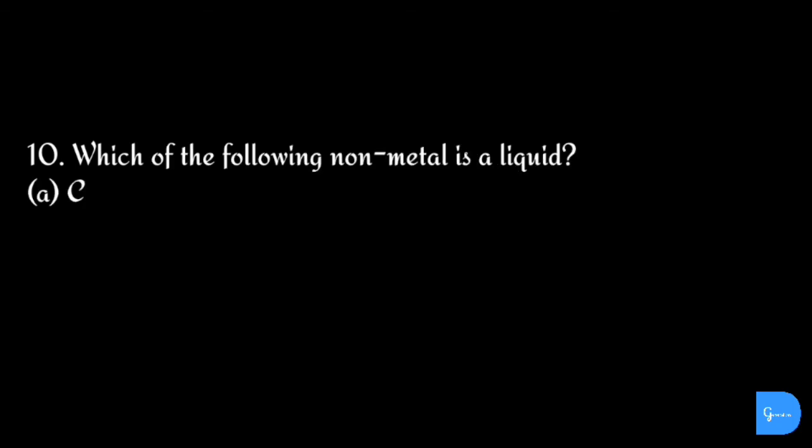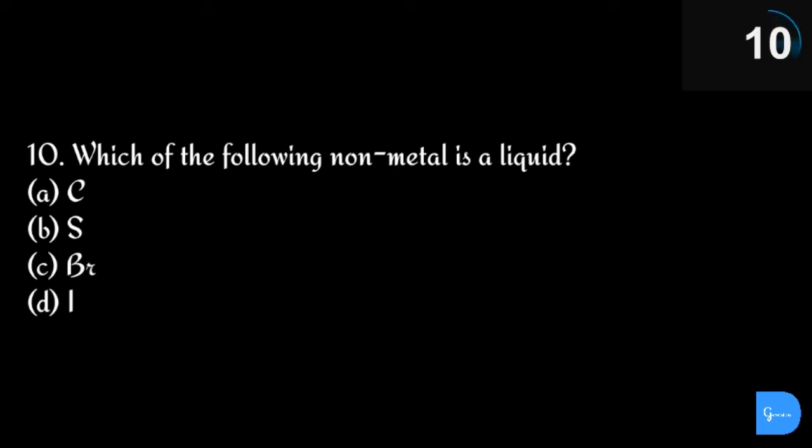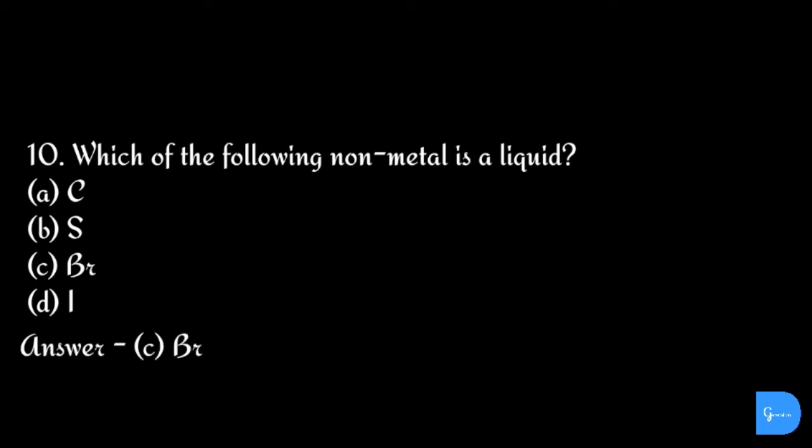Mercury. Question number 10. Which of the following non-metal is a liquid? Option A. Carbon, B. Sulfur, C. Bromine and D. Iodine. The correct answer is option C, bromine.